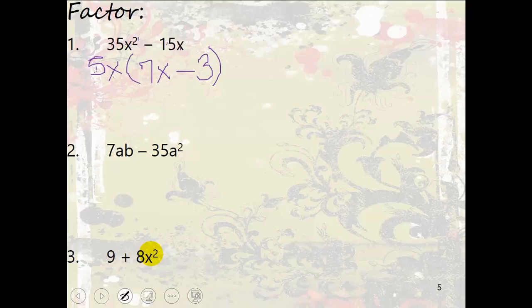All right, here we go. Does 7 go evenly into 35? Yes, so I can pull out a 7. Does each factor have an A? Yes, so I can pull out A to the first. Does each factor have a B? No, so I cannot pull out a B. All right, 7 divided by 7 is 1. A divided by A is 1, and B divided by 1 is B. So I have 1B minus 35 divided by 7 is 5. A squared divided by A is A.